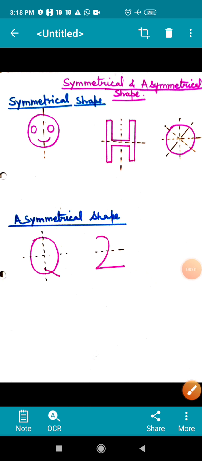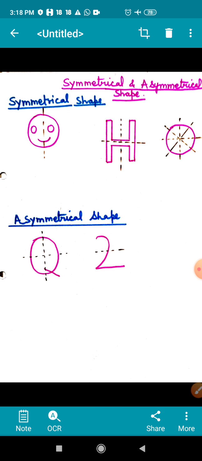Good morning, dear children. In today's class, we will revise symmetrical shapes and standard unit of length. So, let us start. Children, Kiran ma'am has already explained these topics to you. So, let us have a quick recap about symmetrical shapes.